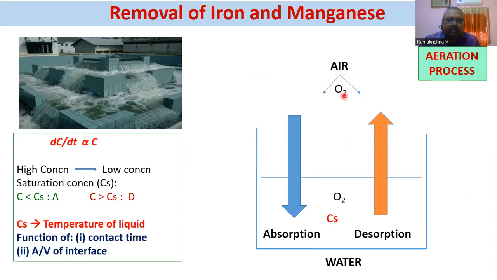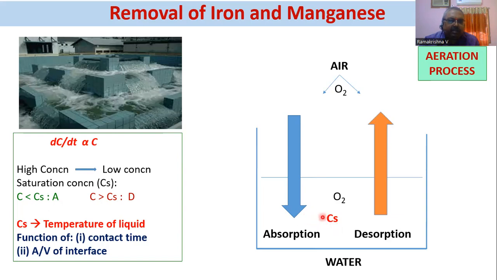Air contains oxygen, and the concentration of oxygen in the water depends on the temperature. There is going to be a saturation concentration at a particular temperature. For example, at 20 centigrade, the saturation concentration of oxygen in the water is around 9.2 milligrams per liter.